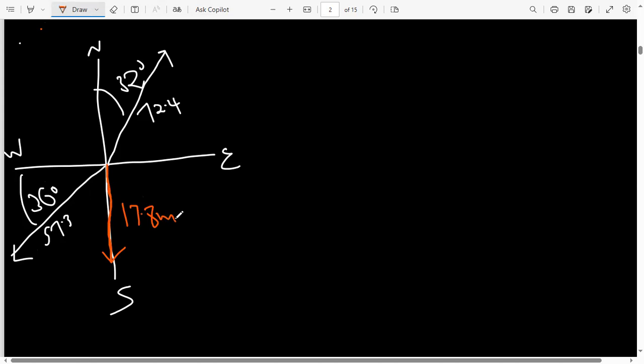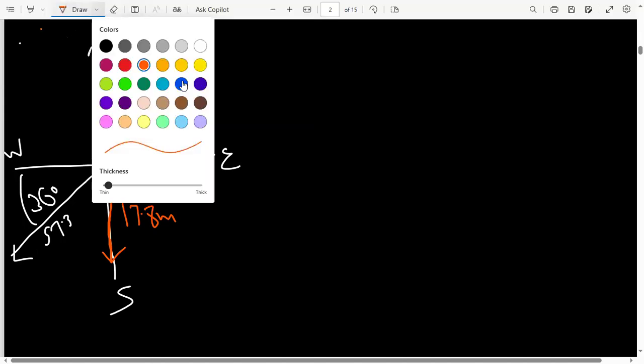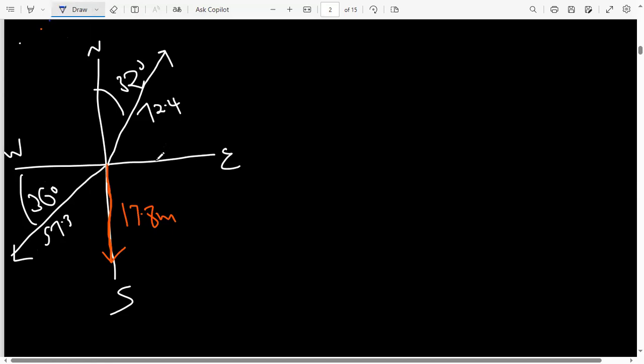Now we need to find the angles from the positive x-axis. The first one will be very simple to find, because the angle from the positive x-axis to this vector is just this angle here. How are we going to find it? We know this is a 90 degrees angle, so it will be 90 minus 32. So this angle here will be 58 degrees.